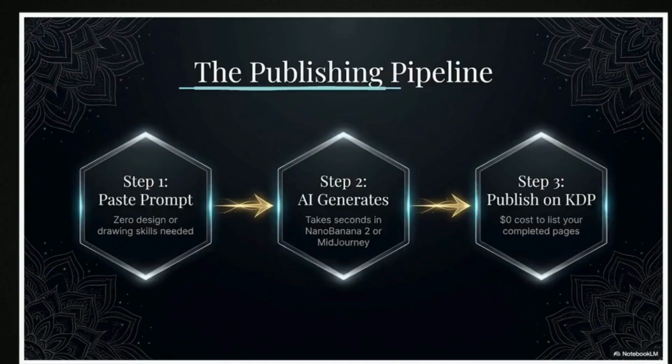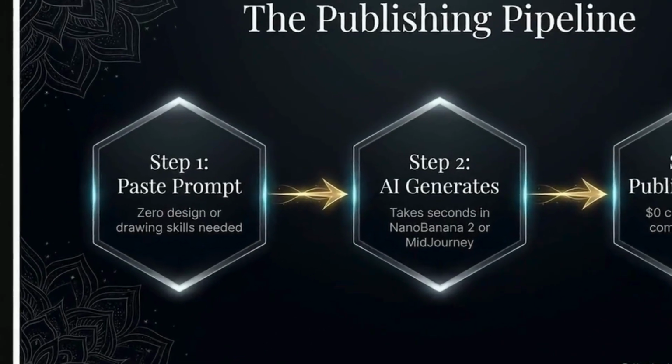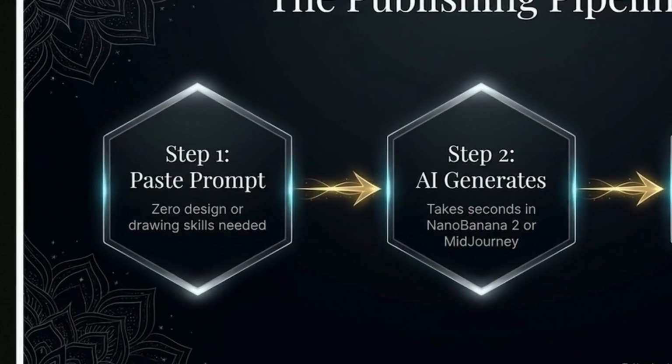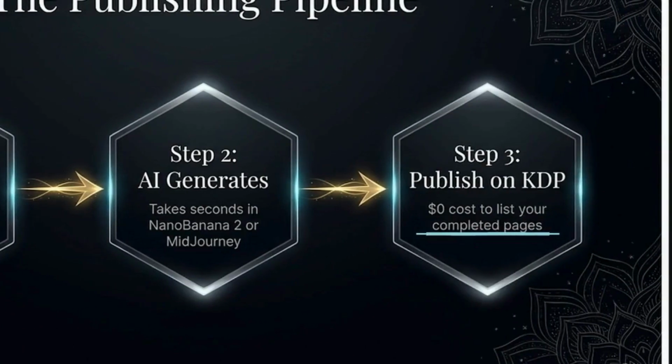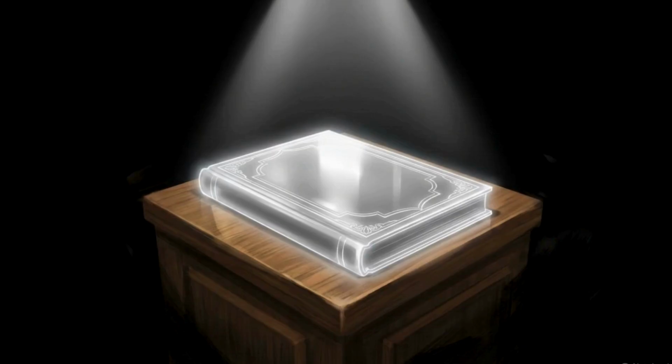This diagram maps the streamlined operational steps from text input to a live KDP listing. Zero design skills are needed. You paste the prompts, and the AI generates the art in seconds. Then you list the completed pages on Amazon KDP at zero cost. But having a great book isn't enough. You still must market the finished product effectively.